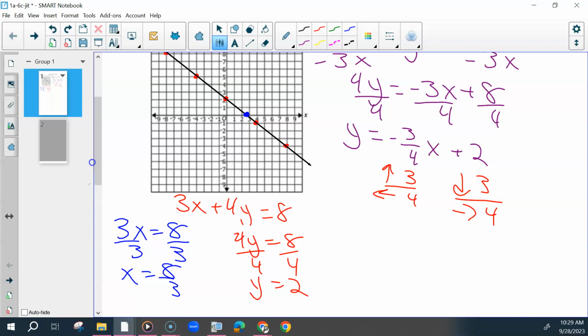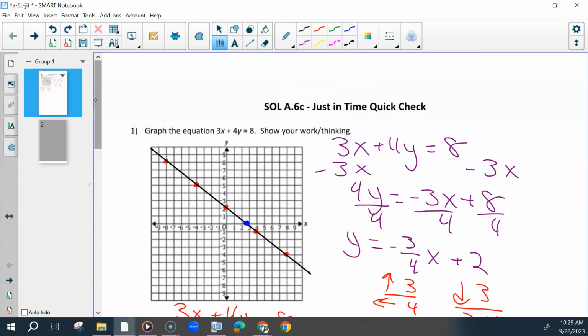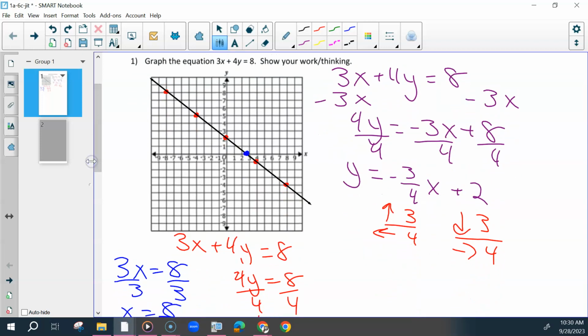Okay. Remember that you have a choice if it doesn't specify, if it doesn't say do this by intercepts or do this by converting it, doing the slope and intercept, you have a choice. Do you have any questions on that?